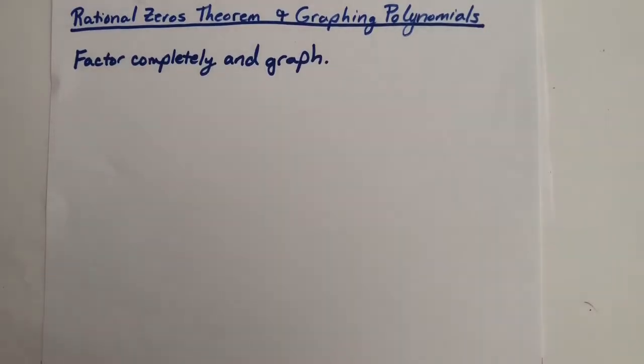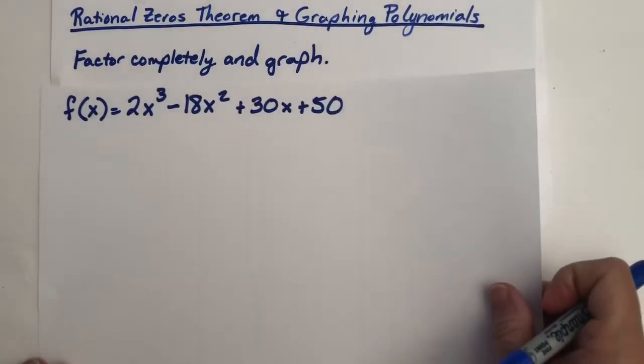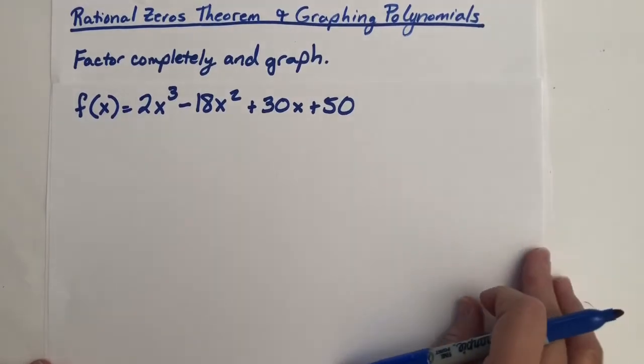We've talked about using the rational zeros theorem to help us factor polynomials, and we have talked about graphing polynomials. What we haven't done is put those two things together, so let's do that now. I'm going to give you three examples, and let's start with this one. The directions will be factor completely and graph, and here's the polynomial that we'll be working with.